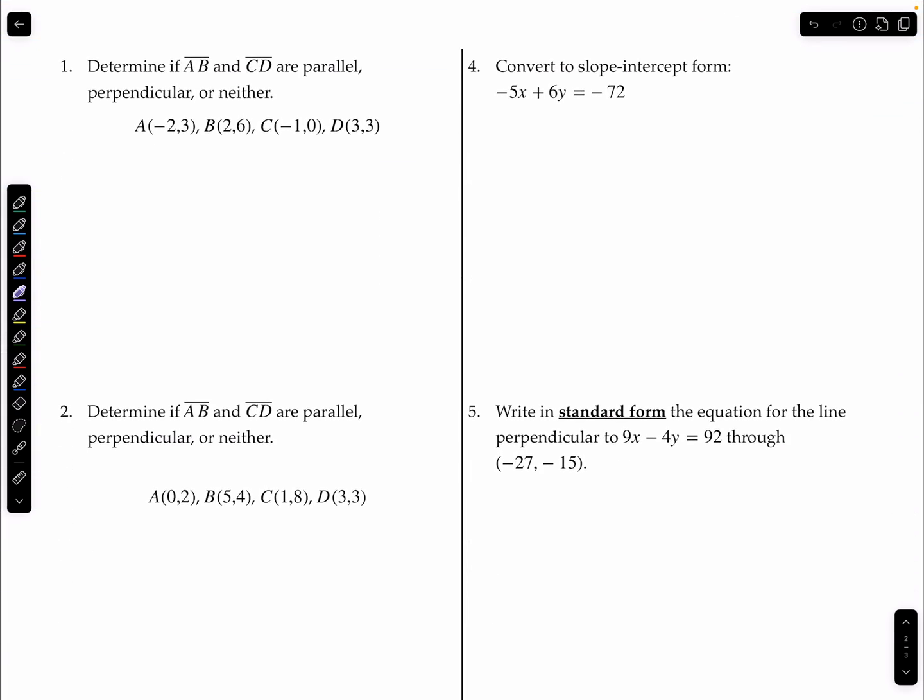Parallel or perpendicular, this is going to require the use of slope. So this is 6 minus 3 over 2 minus negative 2. And so this is 3 over 4. This is 3 minus 0 over 3 minus negative 1. So that result is still the same. So these two lines turn out to be parallel.